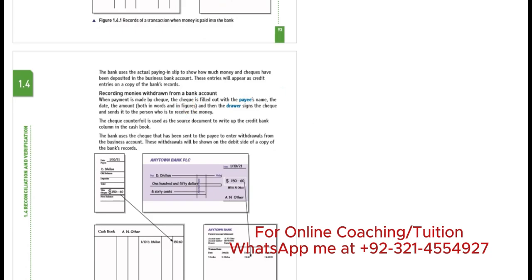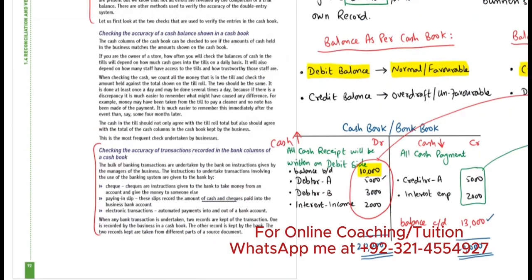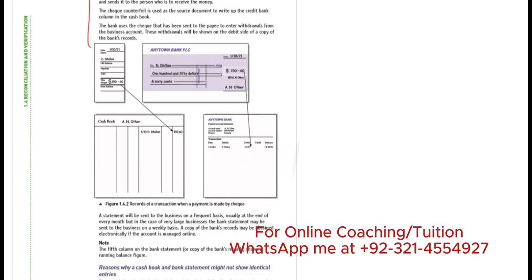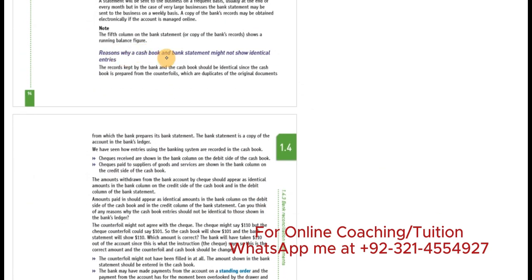Recording money withdrawn from the bank. I have told you all in this brief lecture. This is comprehensive as per the exam, but you have to figure it out. You have to just read the reason why cash book and bank statement might not show identical entries. Sometimes the examiner asks a question from this area, so you must read this. Can you do this?